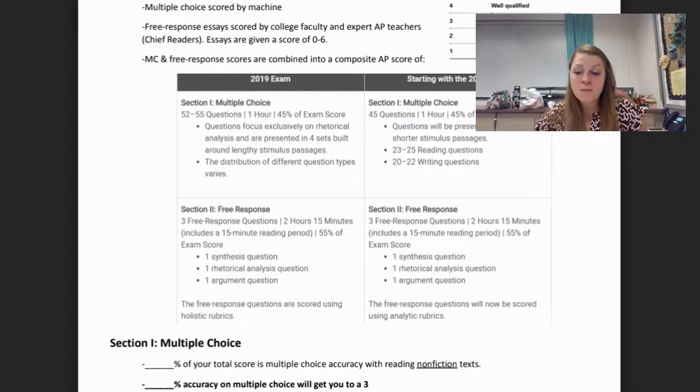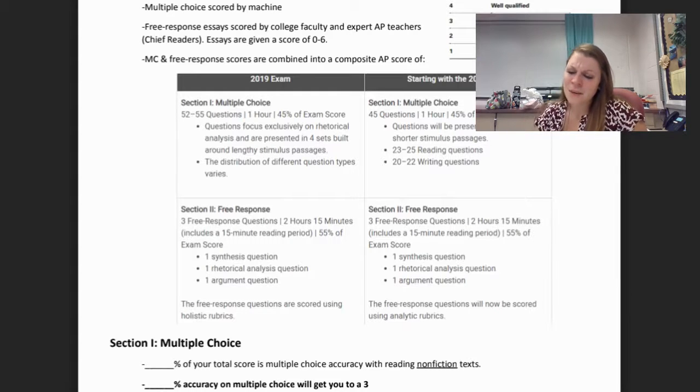So the multiple choice is only 45 questions. You get about an hour for it, and it is 45% of the exam score. These questions are presented in 5 sets, and they have shorter passages to go along with them. So you read the passages, you answer the questions. There's 23 to 25 reading questions, and then 20 to 22 writing questions.